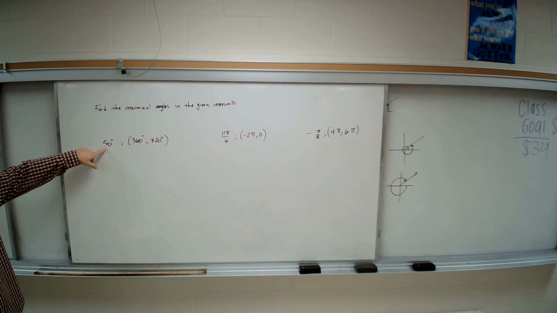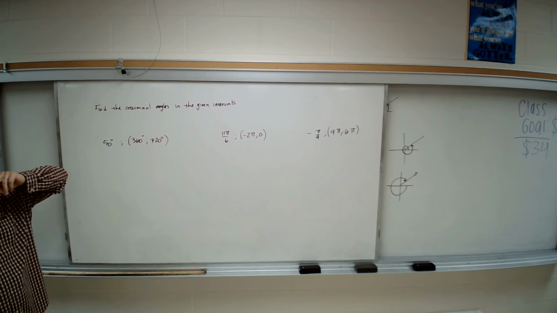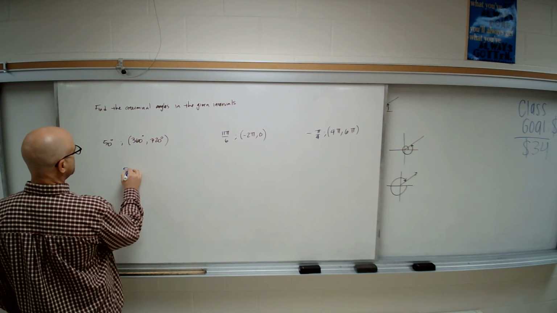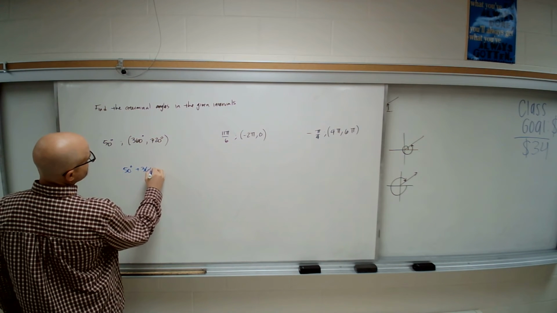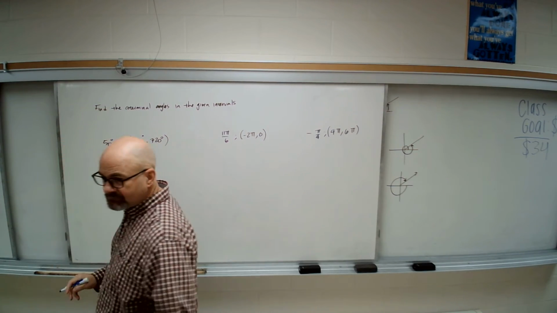But with this one, here we have an angle of 50 degrees. We want to find a coterminal angle between 360 and 720. So this one, you're going to take 50 plus 360, and that's going to give us 410.